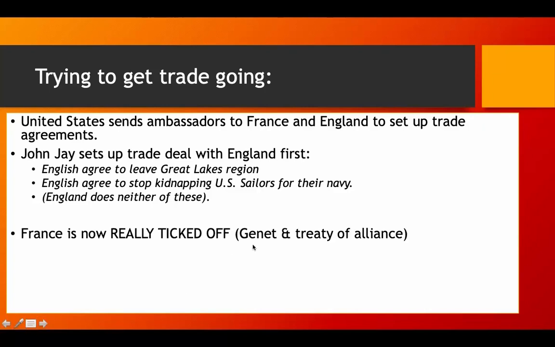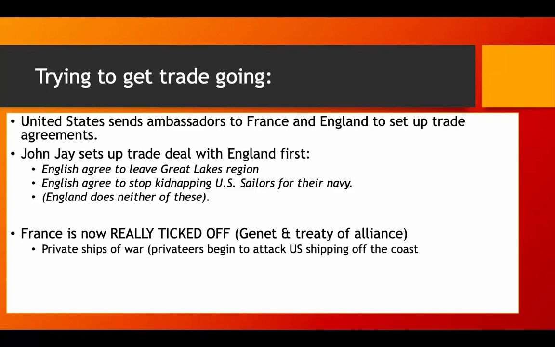America has already said no to Citizen Genet and passed a law to kick the guy out of the country, so to speak, and has nullified the Treaty of Alliance. And France was really hoping and expecting U.S. help in their revolution. France is going to authorize private ships of war. This is private citizens with ships with cannons on them that are going to go to the United States coastline and begin to attack U.S. shipping. This is all part of a long series of insults the French want to do to show us how angry they are. If there's anybody that is really good at insulting people, I think the French are one of those peoples that can do it well.